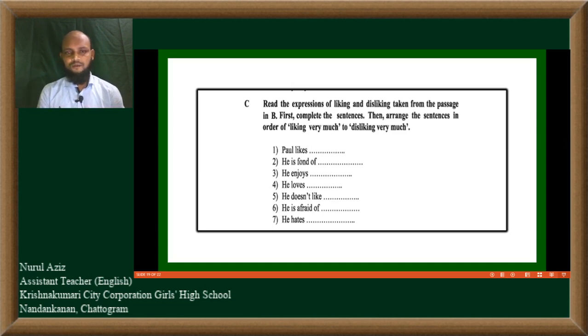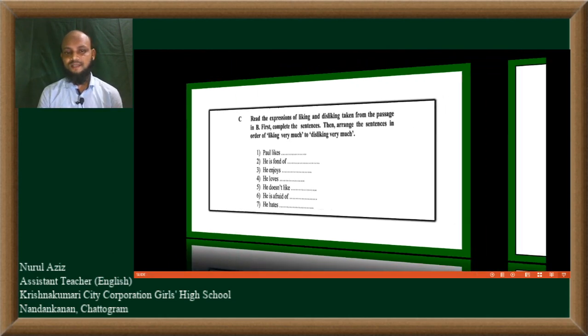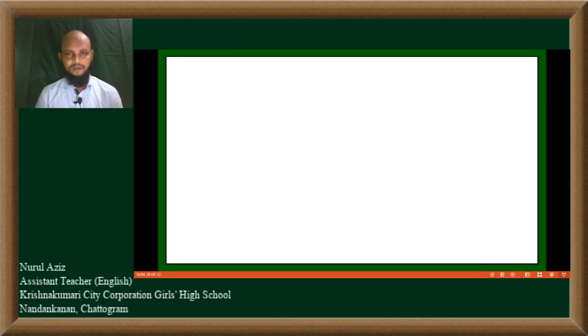The first one, Paul likes. 2, he is fond of. 3, he enjoys. He loves. He doesn't like. He is afraid of. He hates. So all these incomplete sentences are in present simple tense. So you have to fill these in present simple tense. That means you have to complete the sentences first and then arrange it.